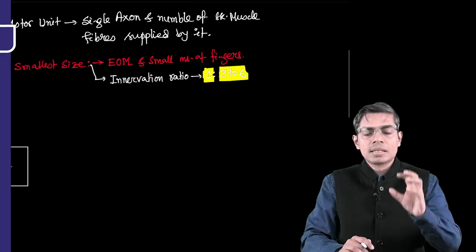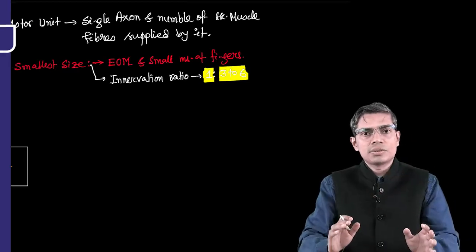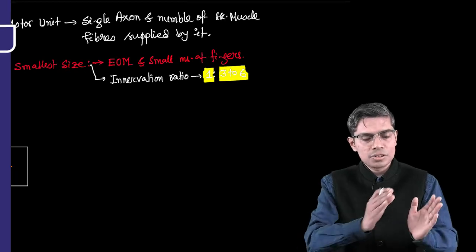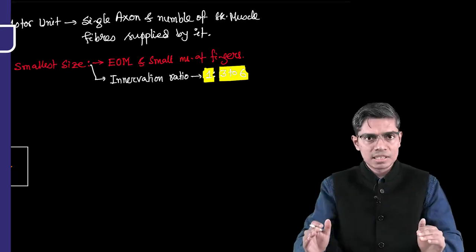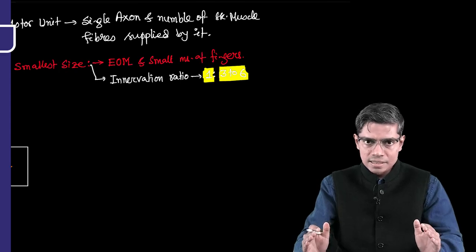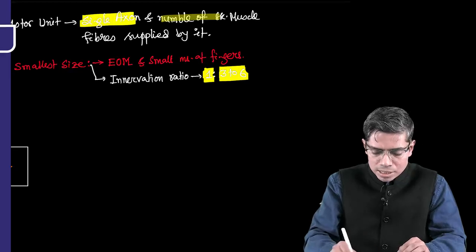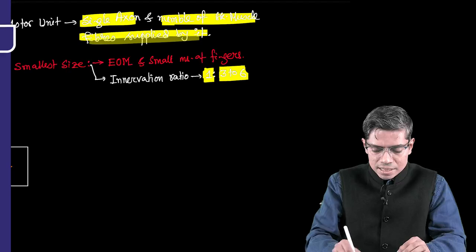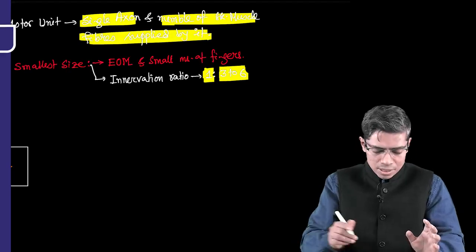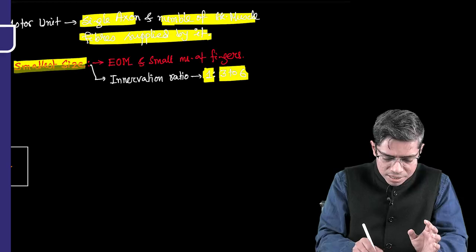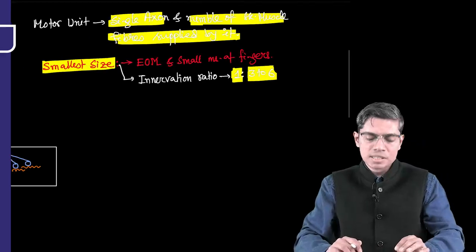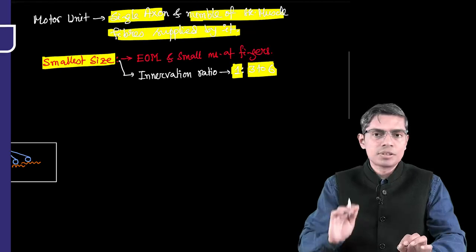So basically the motor unit and innervation ratio are basically the same thing. Innervation ratio is the ratio of the axon to the skeletal muscle fibers supplied by it, and motor unit means a single axon and the total number of skeletal muscle fibers supplied by it forming a unit, right. So the smallest size motor unit is in the extraocular muscles and small muscles of the finger, with this innervation ratio.